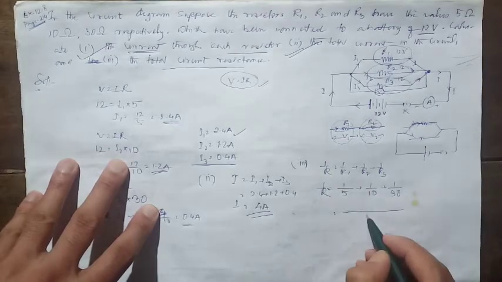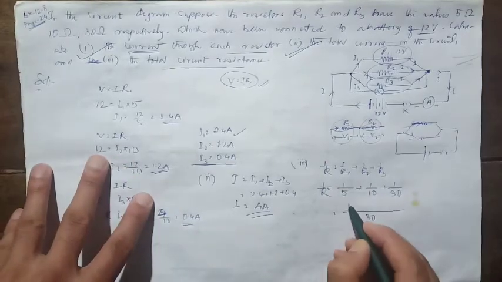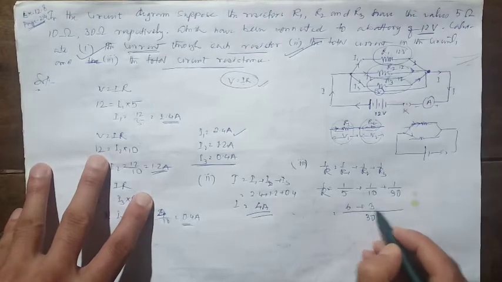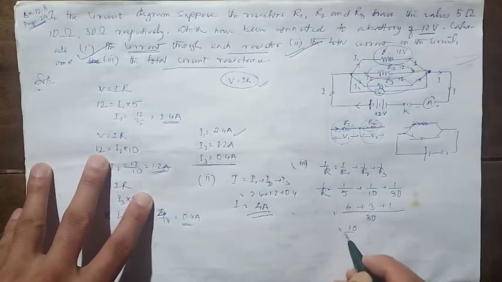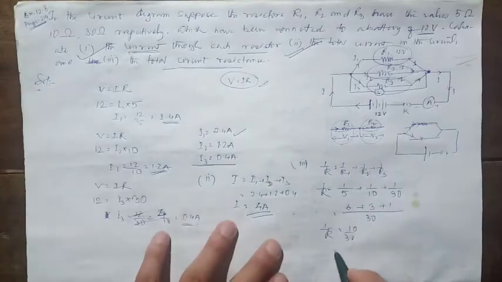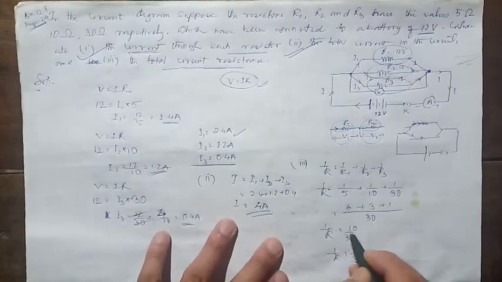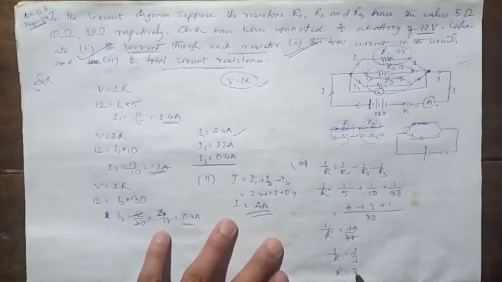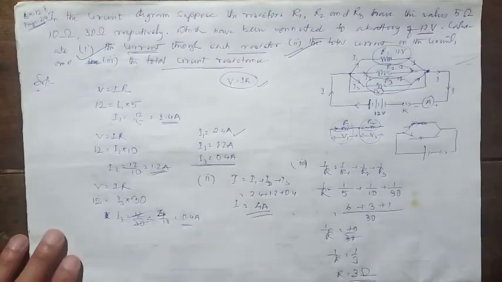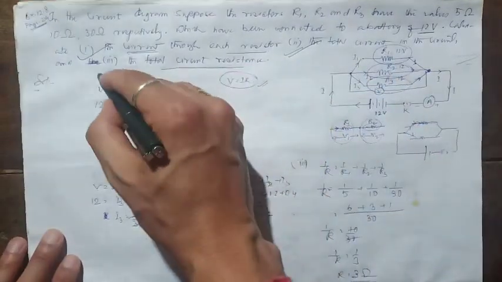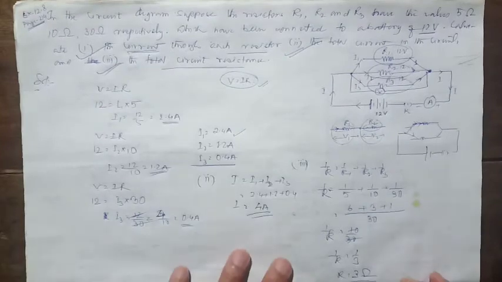So, now there's a simple simplification. It's a 30, this is 6, this is 3, this is 1. So it will be 10 by 30. So 1 by R equals 1 by 3. So R is equal to 3 ohms. So now, students, we have answered all the three parts of this question. We have got the total circuit resistance also. That's a 3 ohm resistance.